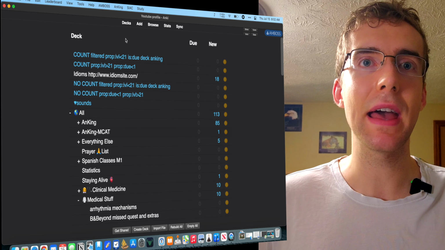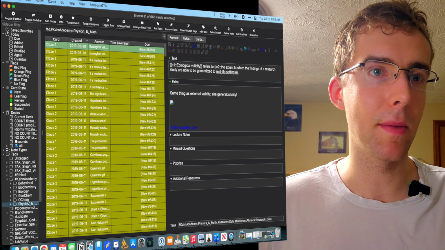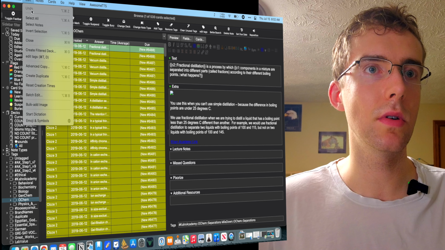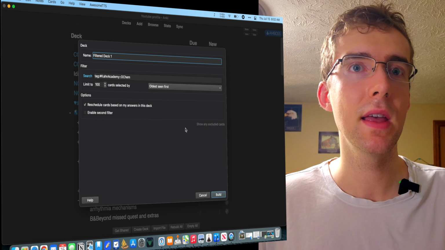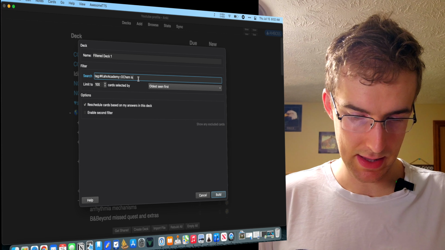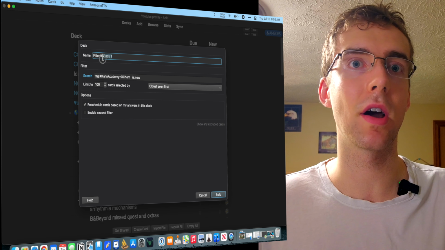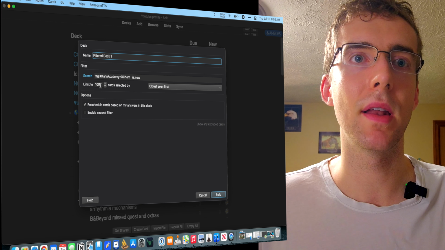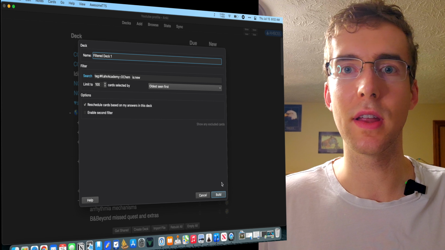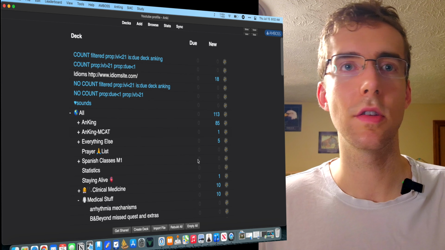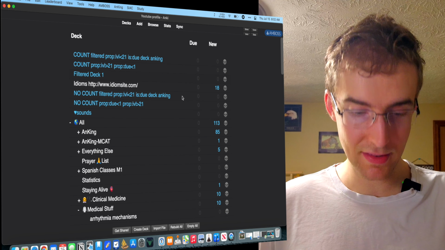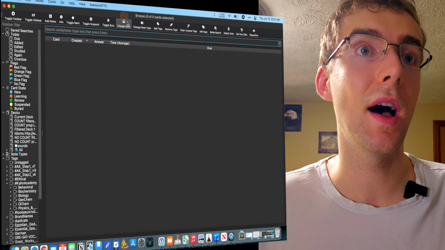Let's create a filtered deck. Let's just add some OChem cards here. And then we'll go to create filtered deck. And is new. I might need to start unsuspending some cards here. It may not work, but we'll just add 100 here and build. Okay, so that's not going to add anything because it wants cards that are unsuspended.